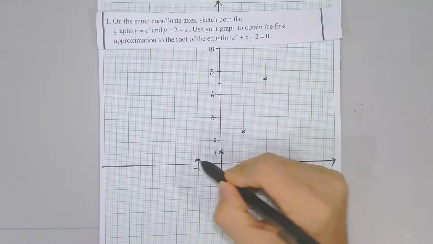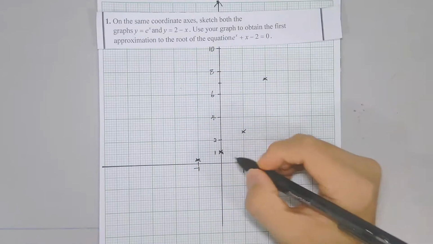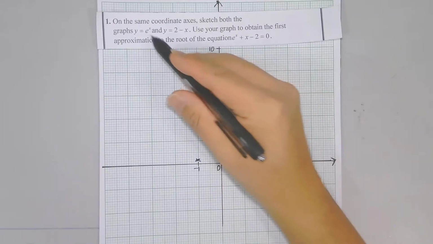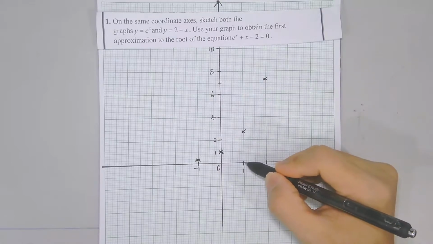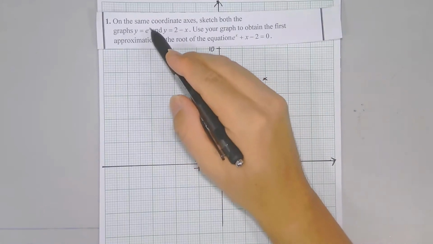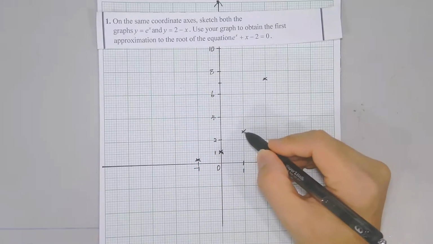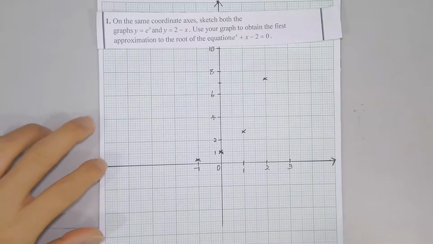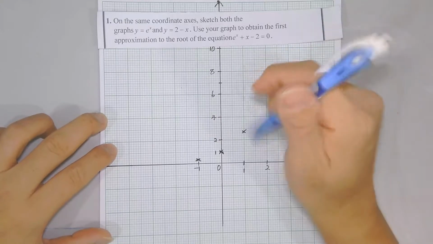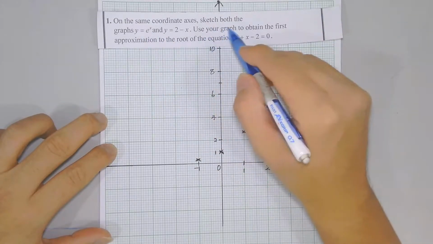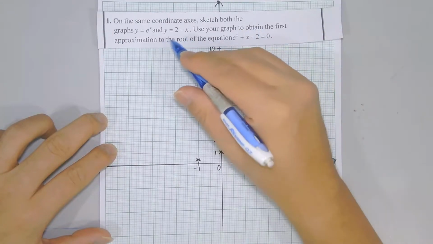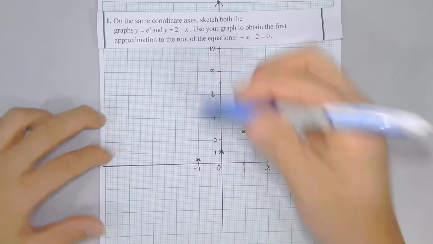For this I have already plotted some points for the exponential graph: e to the power of -1, e to the power of 0. When x is 0, e to the power of 0 is 1. Substituting 1, e to the power of 1 is 2.718. I just chose 4 points and plotted them, and now I'm going to sketch the graph. The question says to sketch both graphs and use them to obtain the first approximation to the roots, which means it's not the actual root.